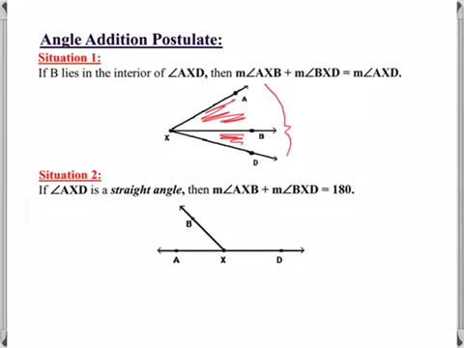Situation 2, very similar. If AXD is a straight angle, meaning it adds up to 180, then if you take the part angle AXB plus the part angle BXD and add them together, it should equal 180 because the entire angle itself is a straight angle, which means it equals 180.